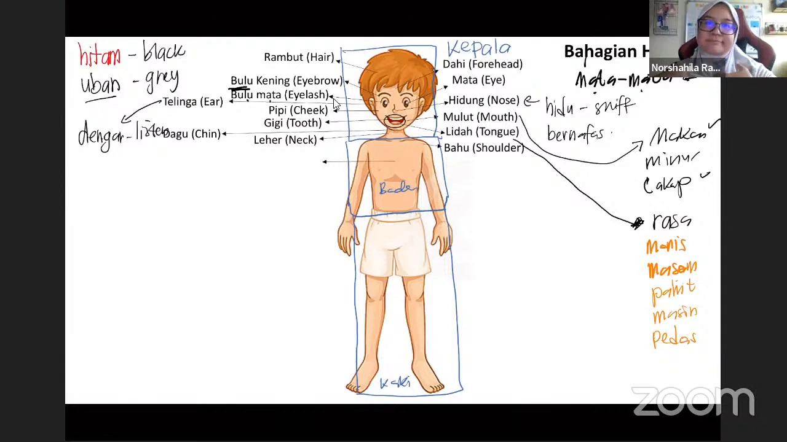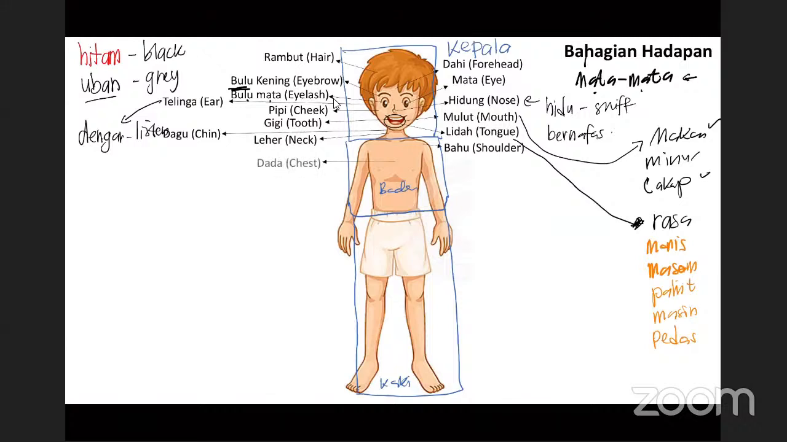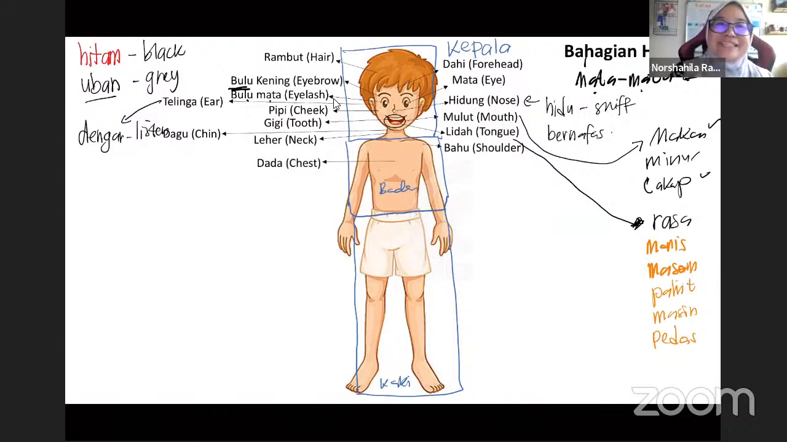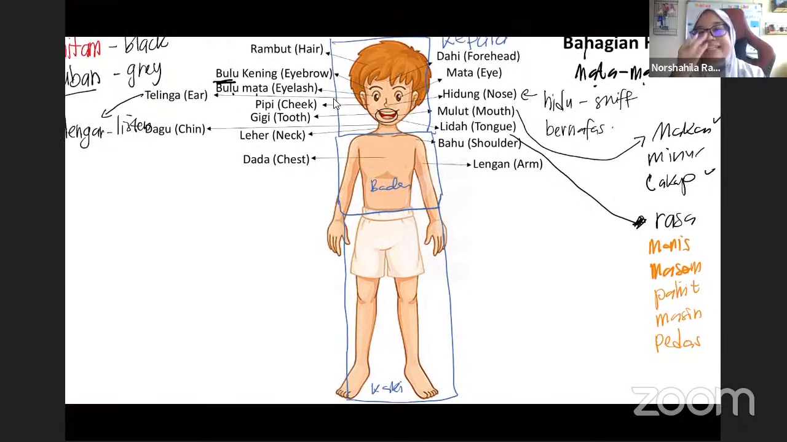Okay, this one, our chest. Do you remember the chest we learned during week 2, I think? What is chest in bahasa Melayu? Dada. Okay, chest in bahasa Melayu is dada. Then we have this part, the arm. We call it lengan. How to pronounce lengan? You use a silent N, so you say lengan.